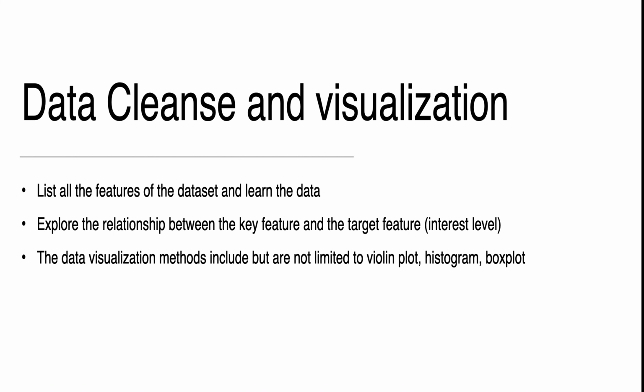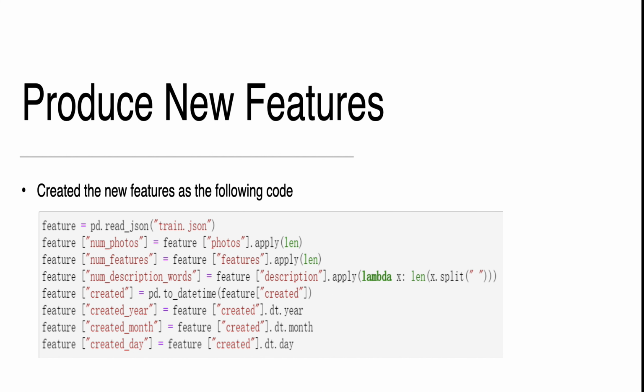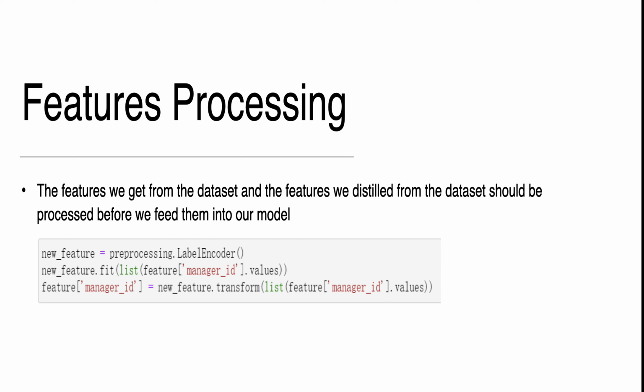We list all the features and explore the relationship between them. Then we do data visualization methods like histogram and box plotting. Then we produce new features using the following code. After that, we also do the feature processing because we need them to fit in our model.